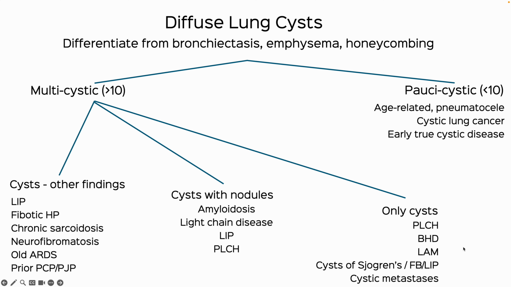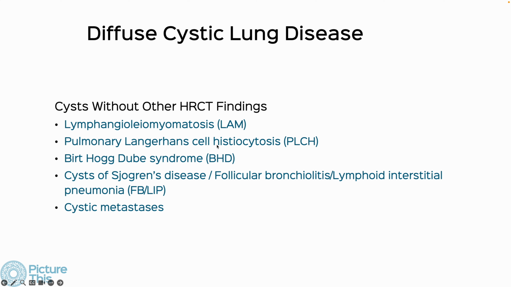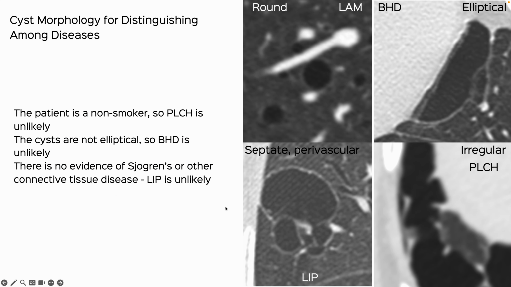So our patient in the lungs has only cysts, and that would mean one of these five conditions: LAM, PLCH, BHD, LIP, or cystic metastases. The morphology helps, and so elliptical would be BHD, irregular PLCH, septate perivascular LIP, and round would be LAM. But the history also matters.